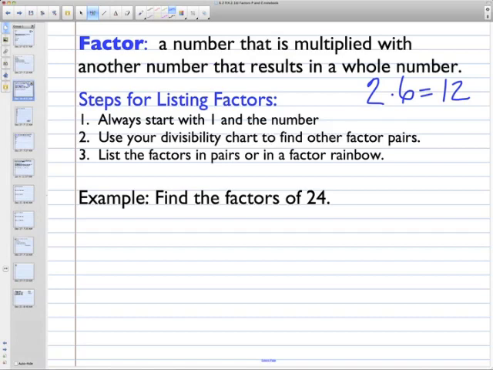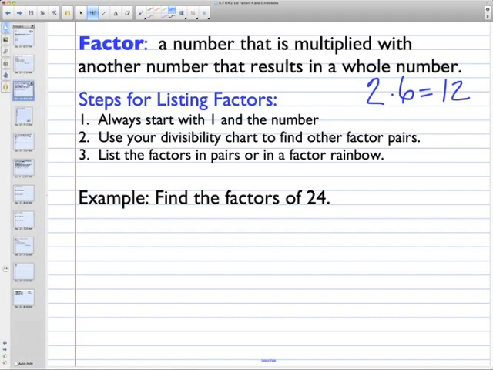There are some steps for listing factors that I'd like you to jot down in your notebook. First, always start with 1 and the number. You can either list them as factor pairs or in the rainbow format. For step 2, you will use your divisibility chart from the previous lesson to find other factor pairs, and then you can list the factors in pairs or as a factor rainbow.